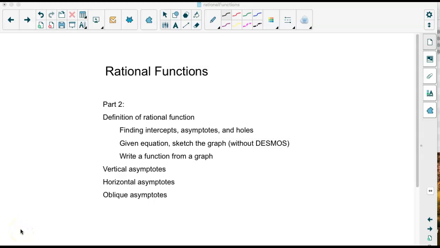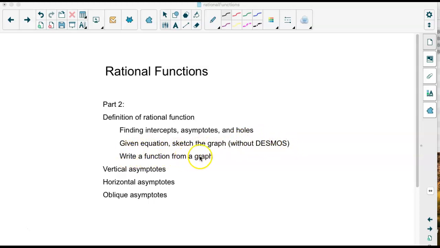Okay, in this second video on rational functions, we're going to define what a rational function is that's not a toolbox function. We're going to find the intercepts, asymptotes, and holes. We're going to be given an equation. We're going to be able to sketch a graph without Desmos or any kind of graphing utility.